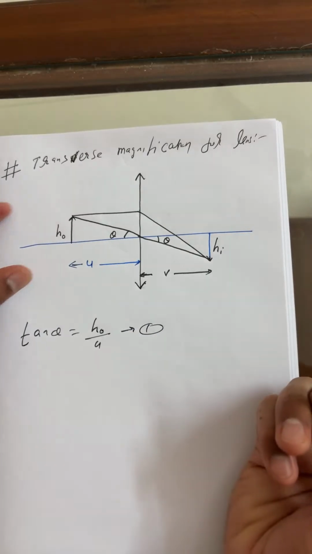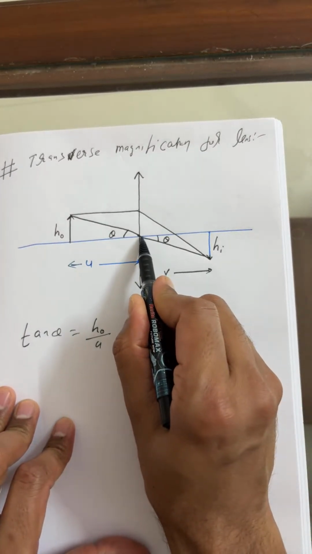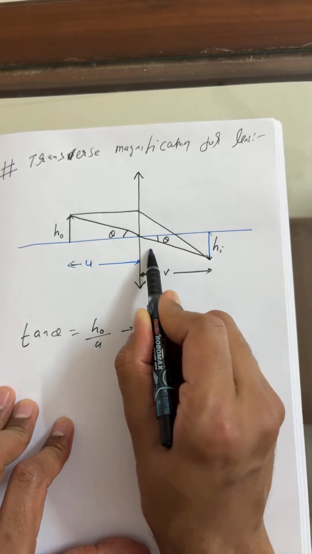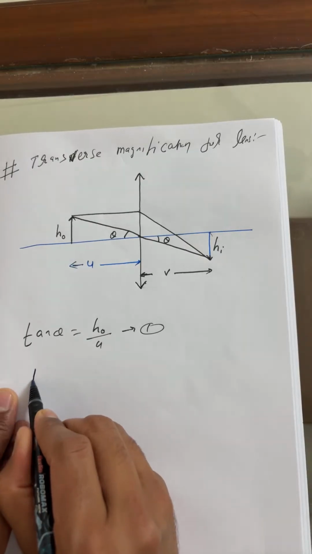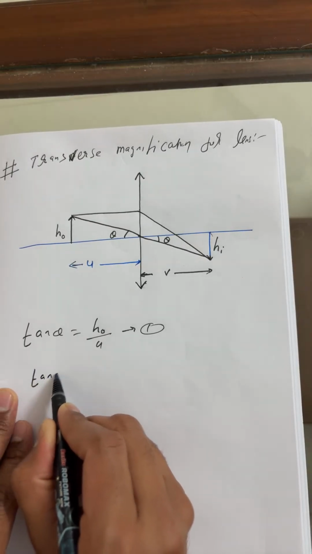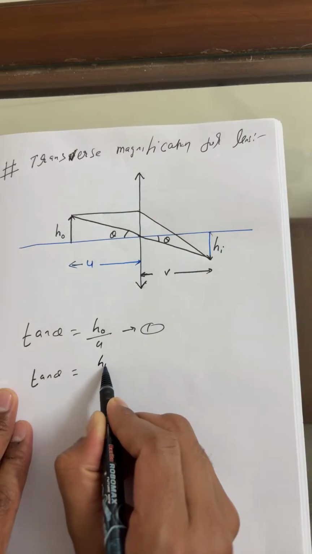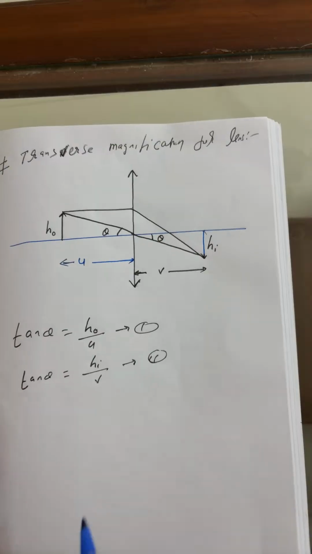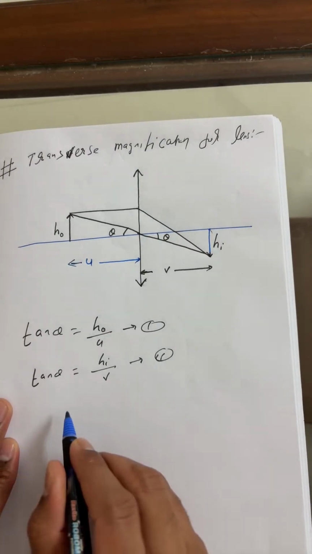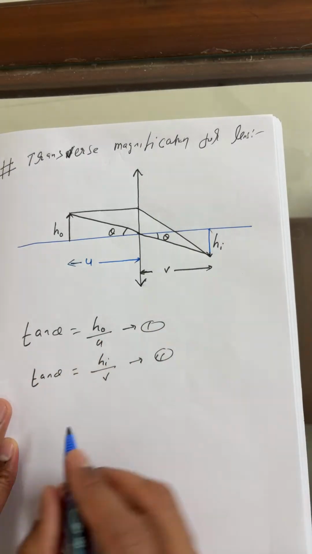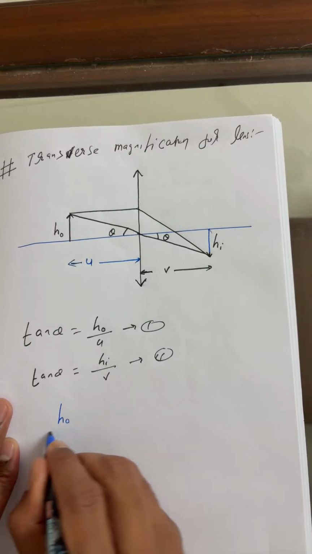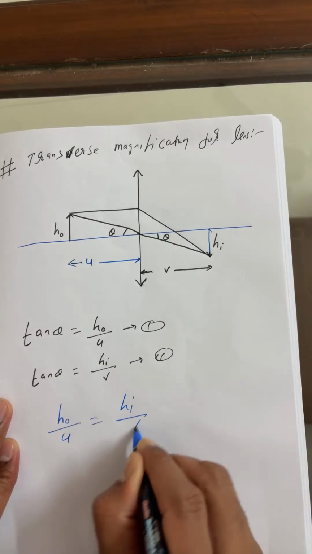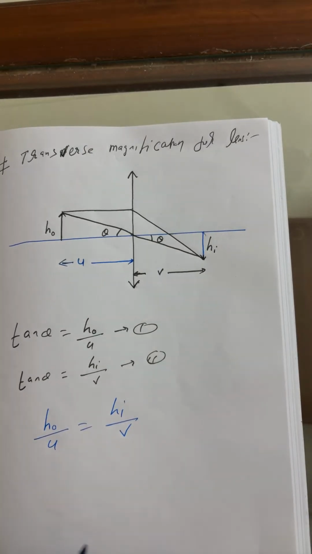Say equation number one. Next, students, I'm just considering this triangle. So again, I wanted to write here tan theta, which is HI by V. Say equation number two. Let us equate these two. Because both angles remain the same, HO by U is equal to HI by V, right, my dear?